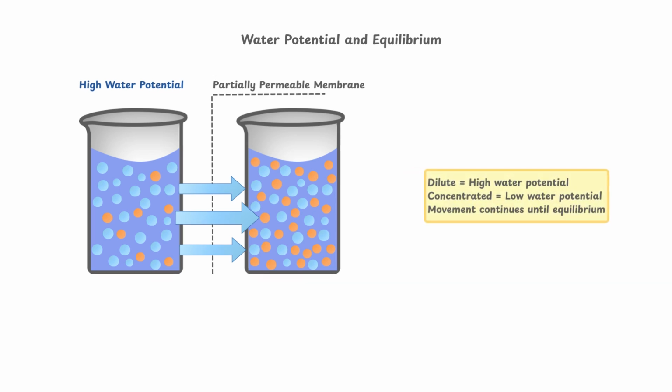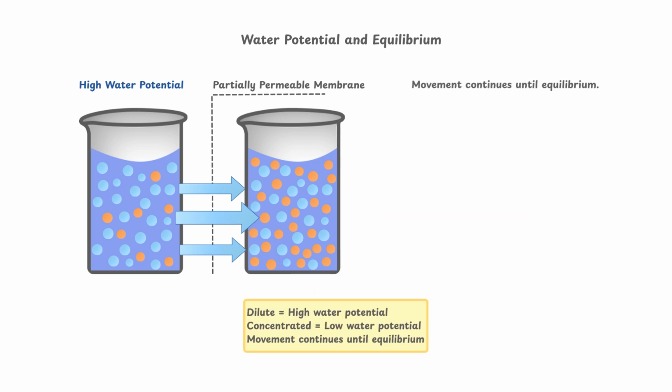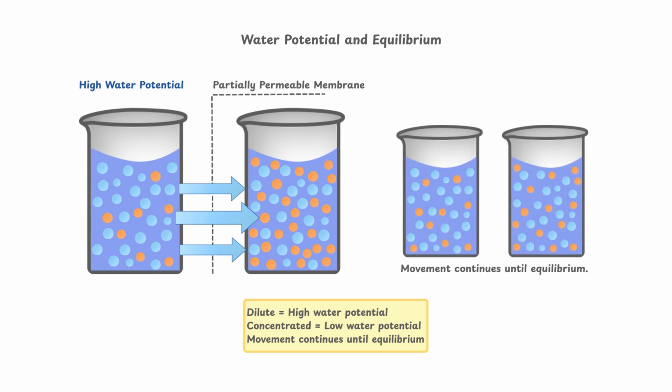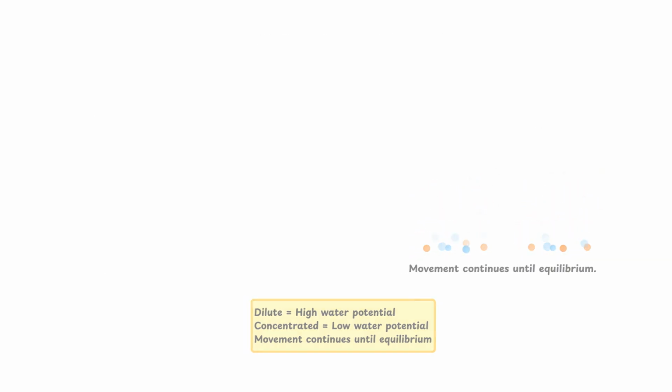A dilute solution has high water potential because it contains more water and fewer solutes. A concentrated solution has low water potential because it contains more solute and less free water. Water moves until equilibrium is reached. At equilibrium, water potential is balanced on both sides.